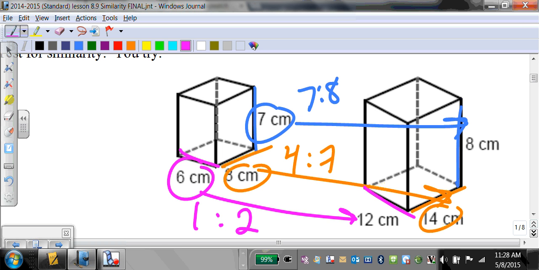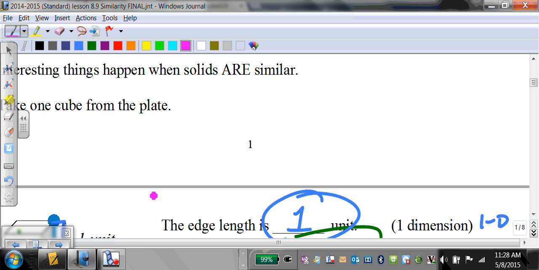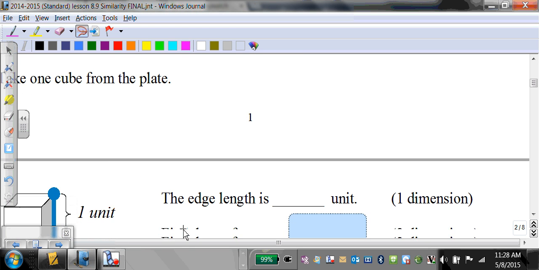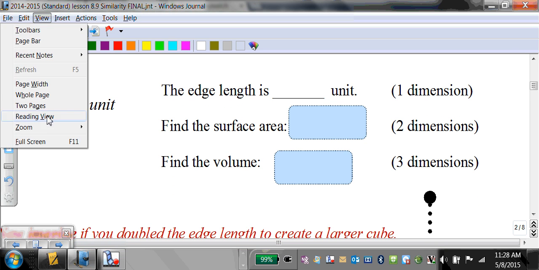Let's talk about what things are. Get the Dixie cup out. Someone hold both cubes in your hands. Okay, ready? Those are the same shape, different size. Those cubes are the same shape, different size. So we're going to do a little bit of an experiment with this on the next page.